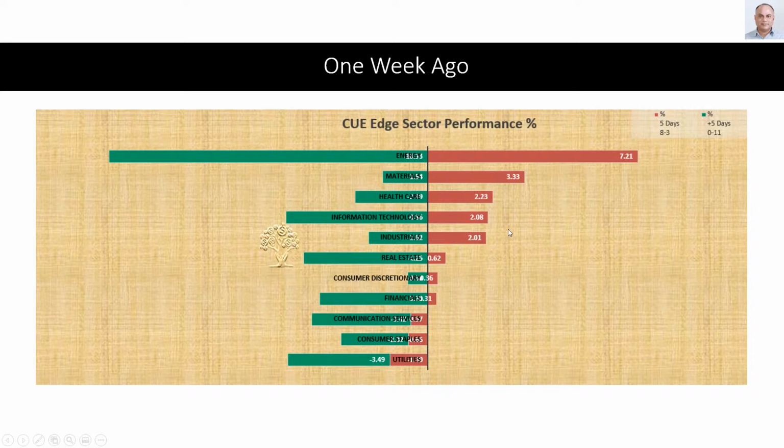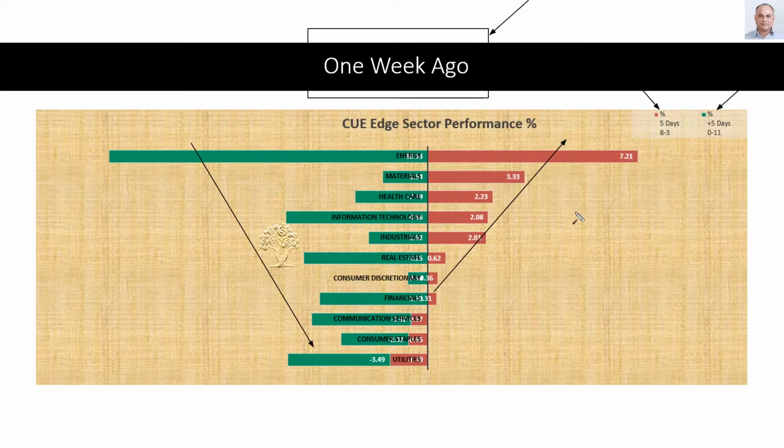This is a picture of 1 week ago. I shared it in the last market roundup. The red bars represent the current week and the green bars the previous week. Therefore, 1 week ago, the market turned from bearish to bullish. It was more bullish than bearish.